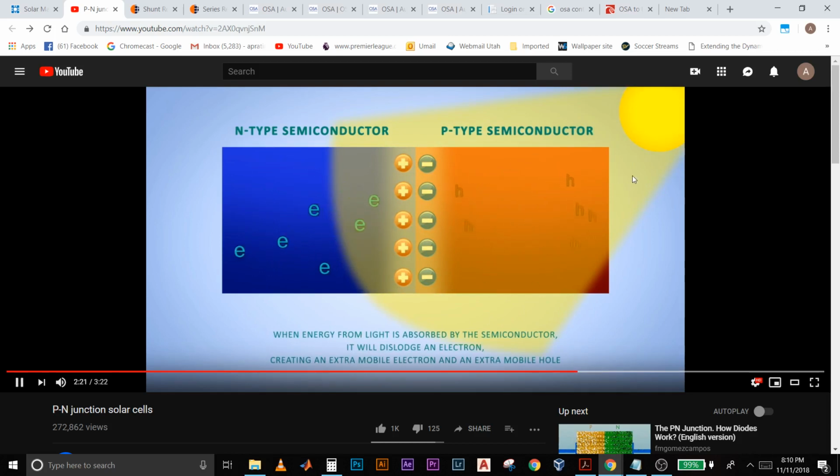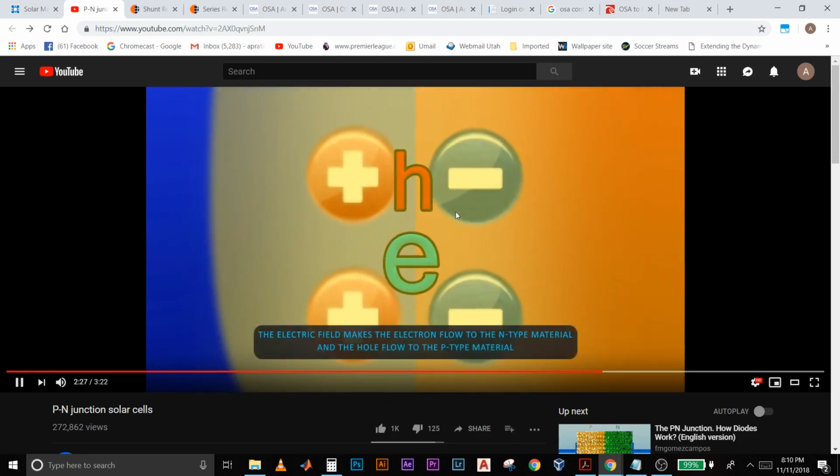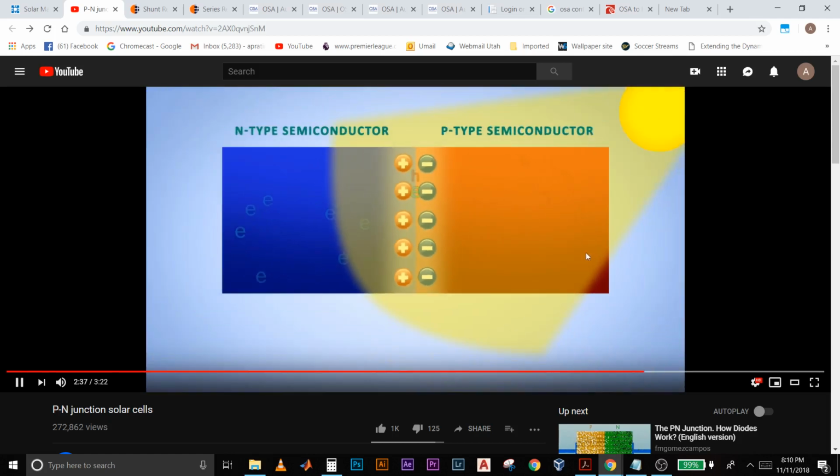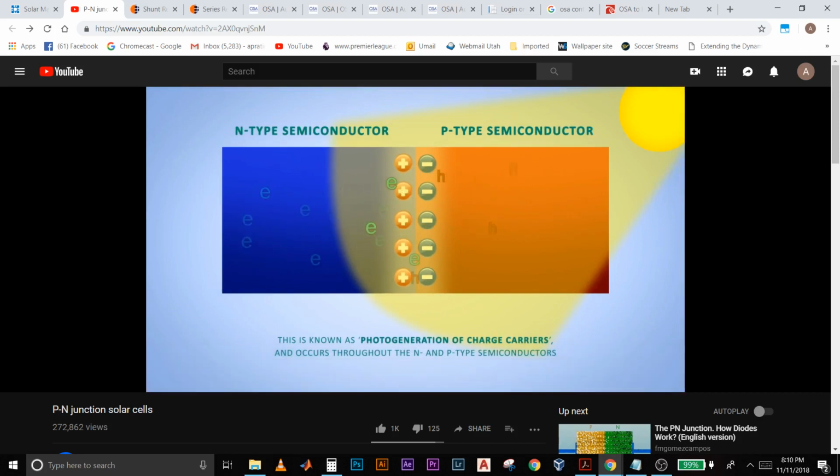Now, when energy from light is absorbed by the semiconductor, it's going to dislodge an electron, creating an extra mobile charge, as we see over here. So the electric field now makes the electron flow to the N-type material and the hole flow to the P-type material. And thereby, we get the effect of photo generation of charge carriers, which is basically the photovoltaic effect.